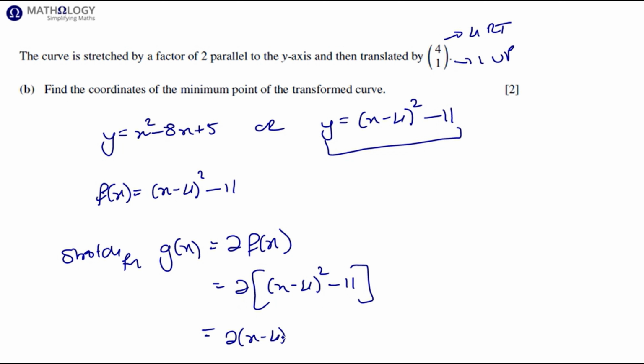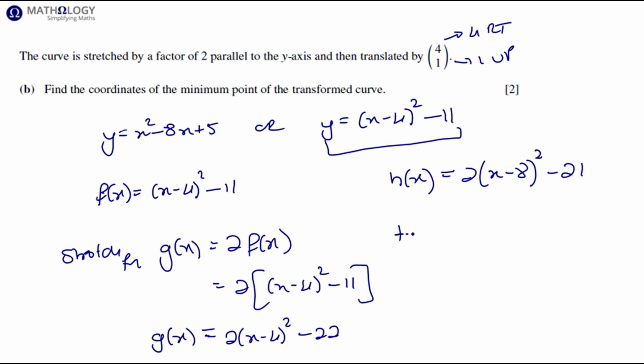2 times (x minus 4) all squared minus 22. So that's g of x. Now g of x is translated using the vector (4, 1). So the transformed function of g of x, we're going to call h of x. We're now going to shift 4 units to the right, so it will be 2 times (x minus 8) all squared, and 1 unit up, so minus 22 plus 1 will be minus 21. So the turning point of h of x will be (8, minus 21).